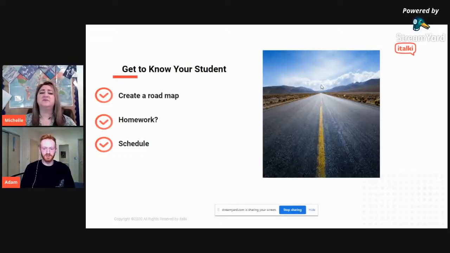And then also, for getting to know your student has to do with their schedule. What do they do on a daily basis? Are they extremely busy? Will they not have time to meet with you every day or every week? Understand where that's at. And that also can kind of play into homework too, right? How much homework is necessary? What's suitable? So get an idea where you're at with that. All right, so let's move ahead.